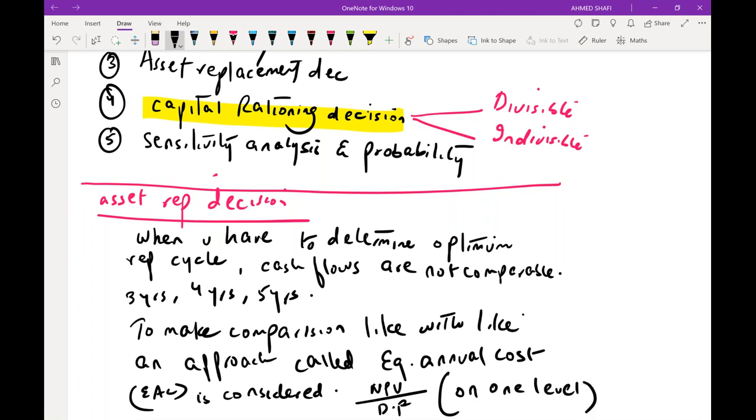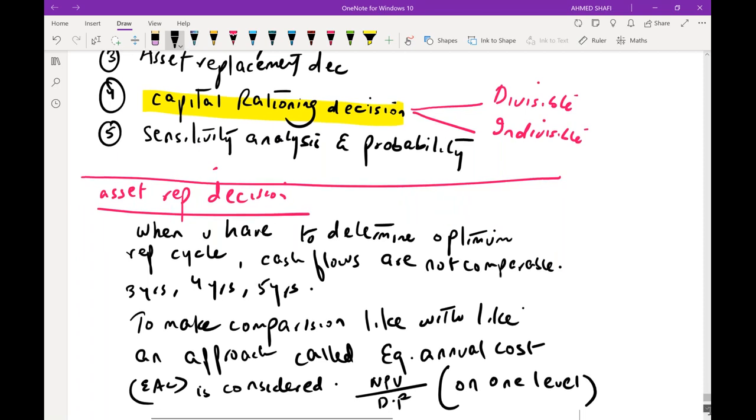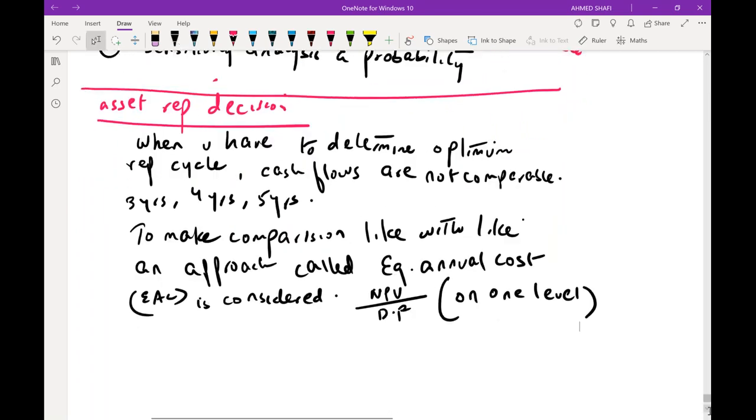EAC brings options of varying lengths onto one level. Like options of varying lengths means one option is of 3 years, one is of 4 years, one is of 5 years, one is of 2 years. So all these separate options are not comparable. So to make comparison like with like, we use an approach called equivalent annual cost, NPV over discount factor.